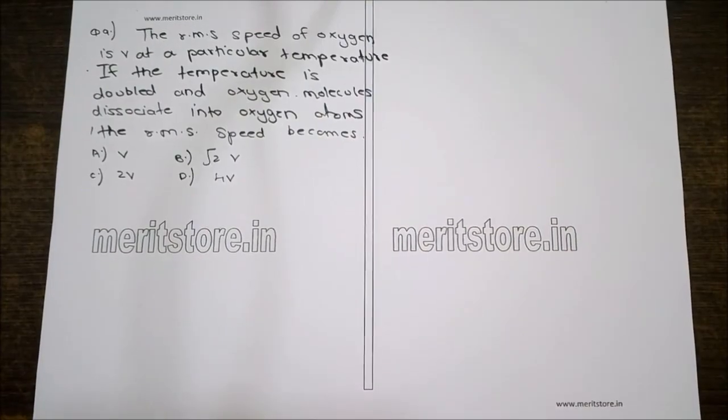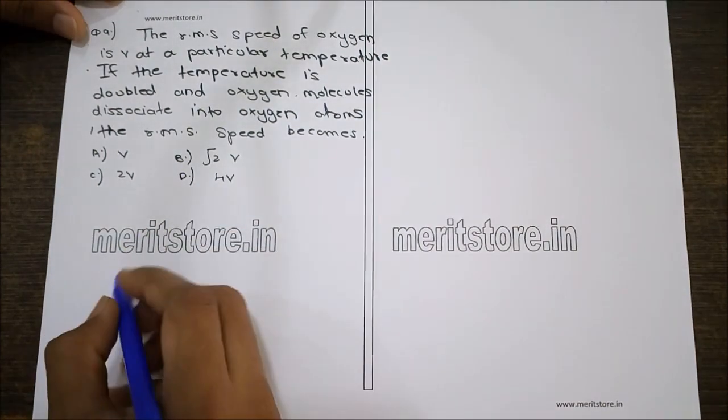The RMS speed of oxygen is V at a particular temperature. If the temperature is doubled, the oxygen molecules dissociate into oxygen atoms. The RMS speed becomes: the options given are V, root 2 V, 2V and 4V.